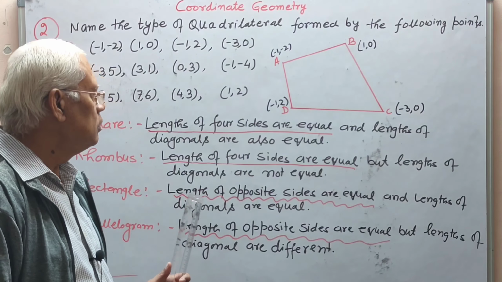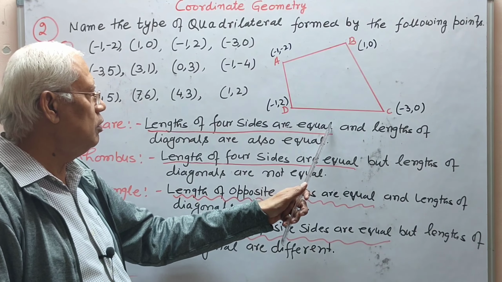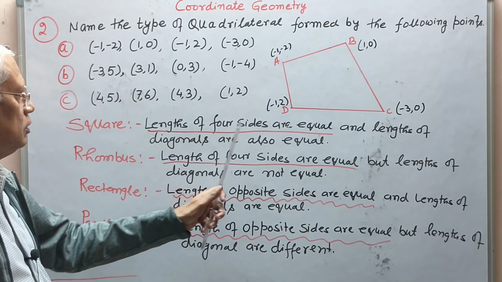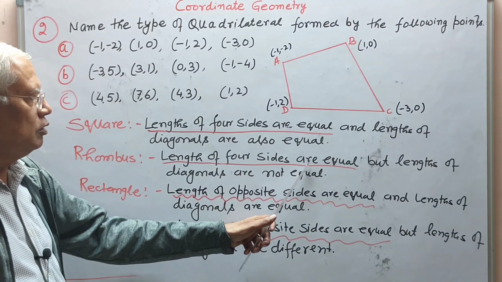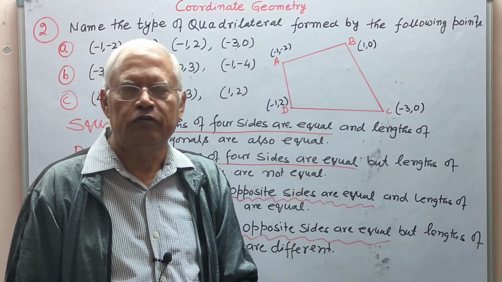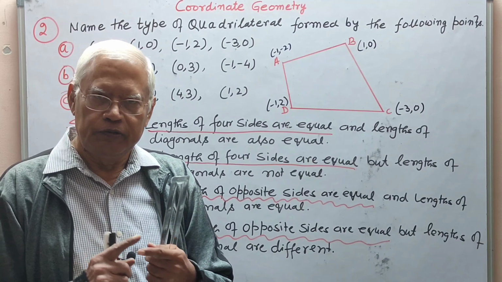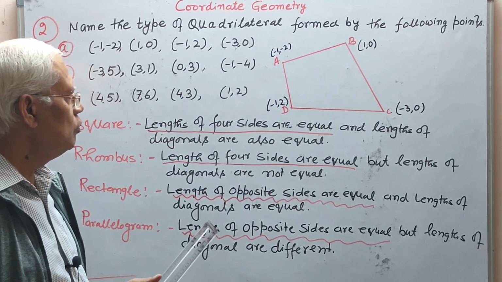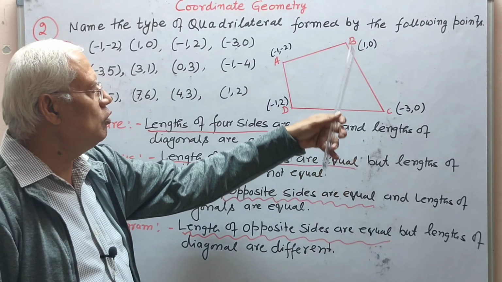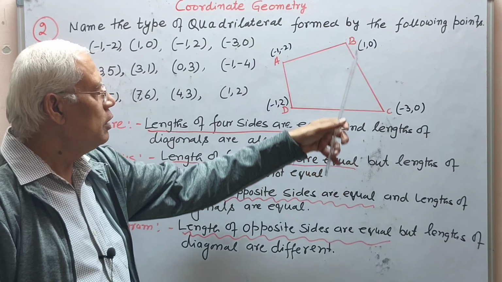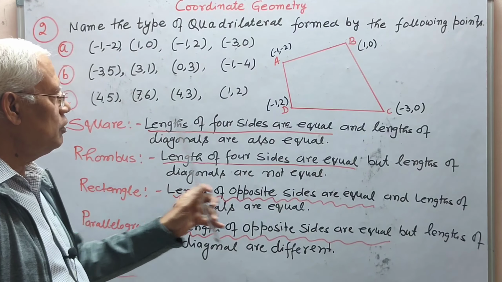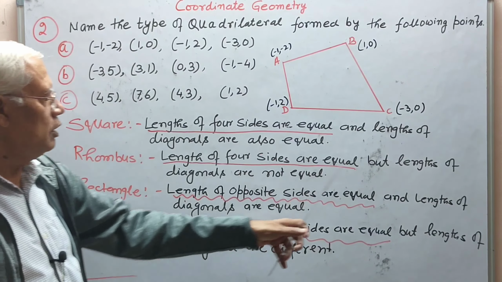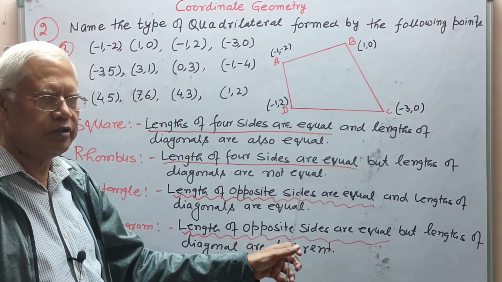But if you find that lengths of four sides are equal, then it may be a square or a rhombus, because in both cases the length of four sides are equal. So if the length of four sides are equal, it may be a square or a rhombus. In this case, you have to find the lengths of diagonals also, meaning AC and BD, because in case of a square, lengths of diagonals are equal, but in case of a rhombus, lengths of diagonals are not equal.